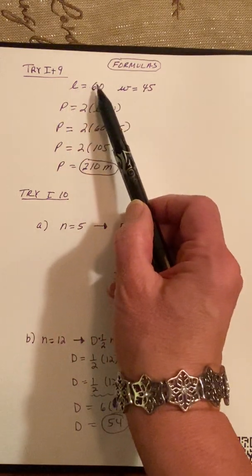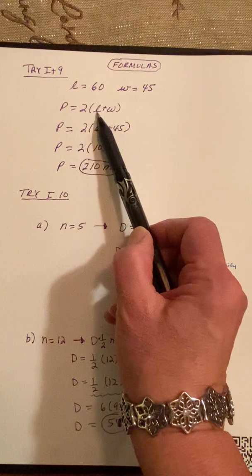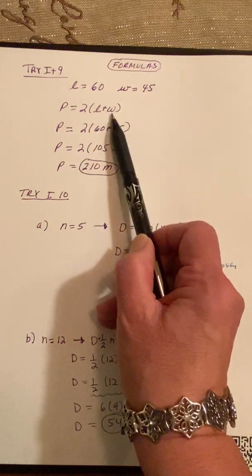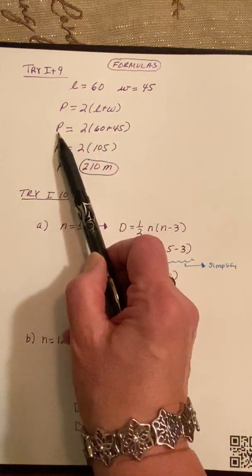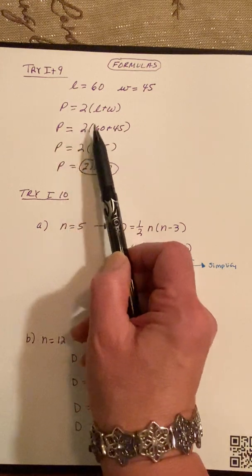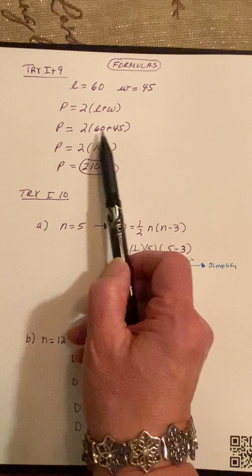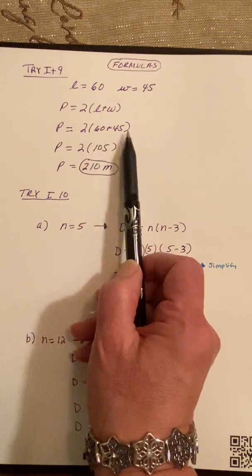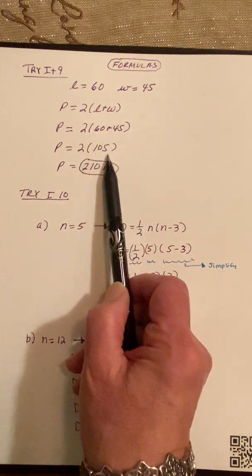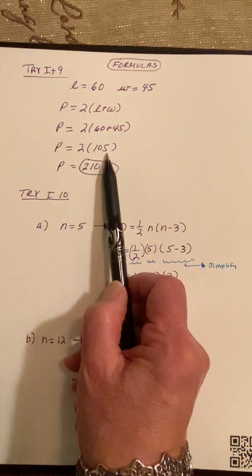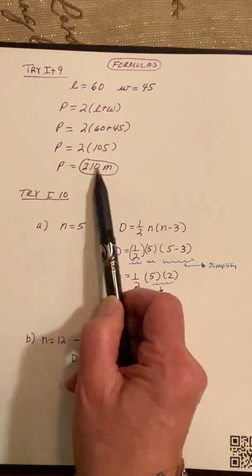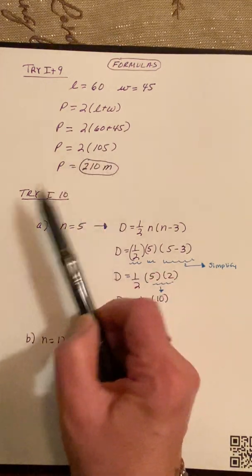Now I simply substitute 60 into L's position and 45 into W's position. So I end up with P, perimeter, equals 2 times 60 plus 45. This is in parentheses, order of operations. I do this first. 60 plus 45 is 105. 2 times 105 is 210, so the perimeter is 210 meters.